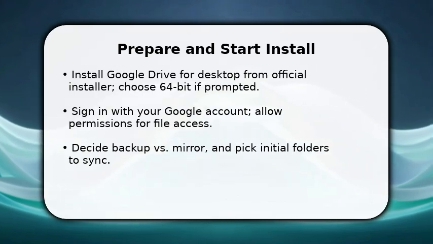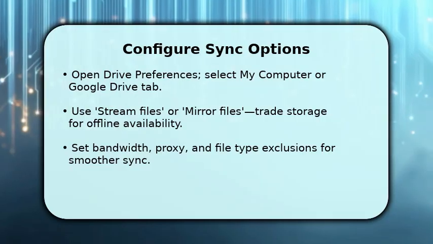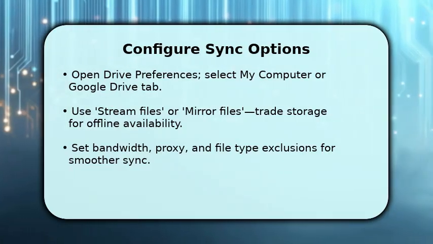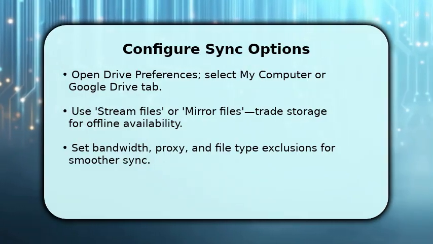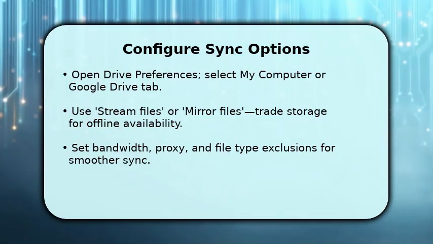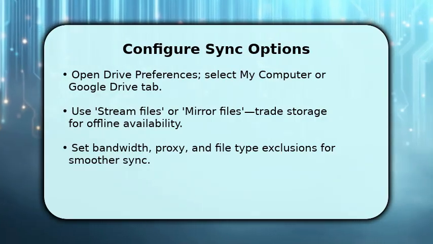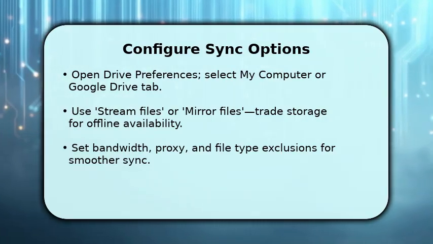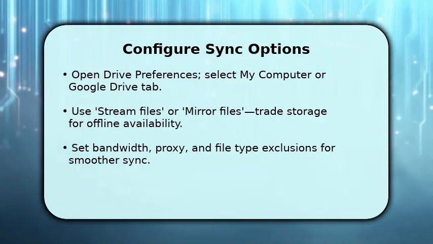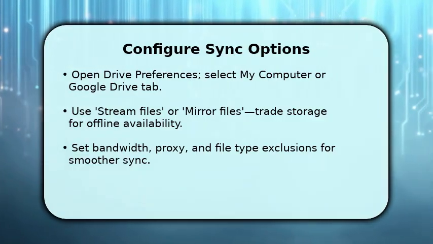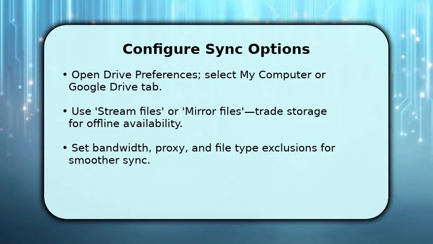You now configure precise sync behavior in Drive preferences so syncing matches your workflow. Open Preferences and pick My Computer or Google Drive, then choose Stream Files to save local disk space or Mirror Files to keep offline copies. Next, set bandwidth limits to avoid choking your network and add proxy settings if your workplace requires them. Exclude large file types or folders you don't need synced.